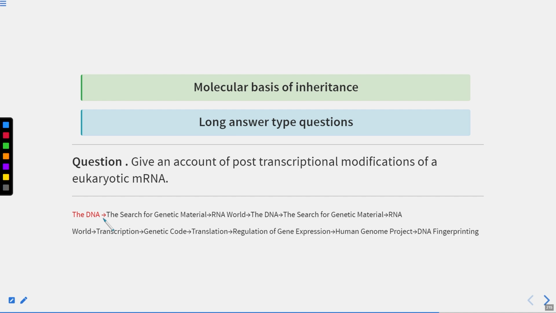Now let's talk about the next question. Here we have to give an account of post-transcriptional modifications of a eukaryotic mRNA. This is clear?